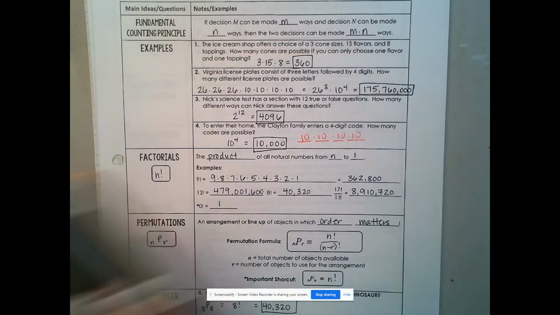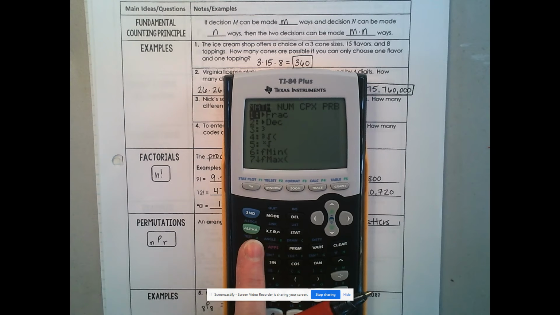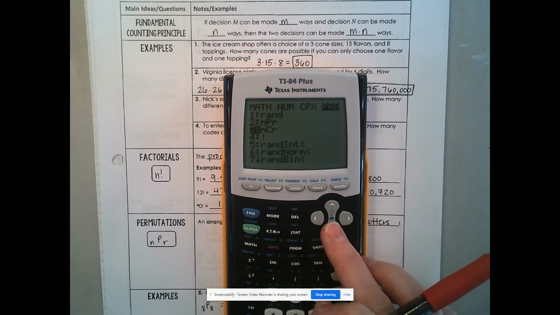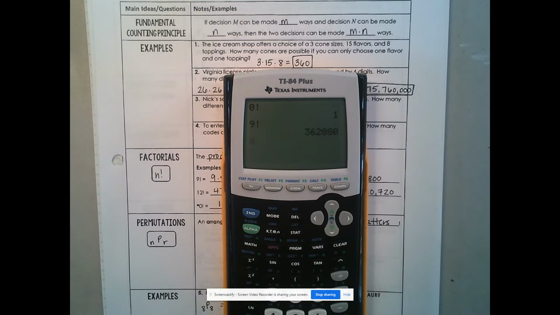Now, on your graphing calculators, you can do this by typing in the number 9, and then you press math, and you go to the right, and that's the one for probability. And you would go down here to option 4, the exclamation point. You're asking the calculator to do 9 factorial, which is 9 times every number down to 1, and you would get 362,880, the same as we had on the paper.